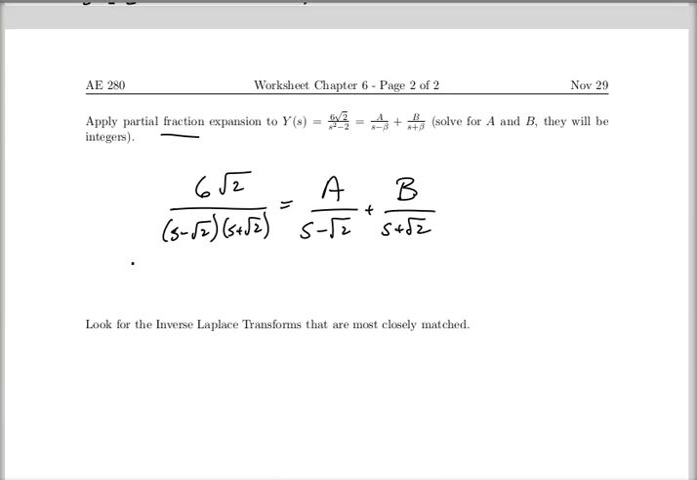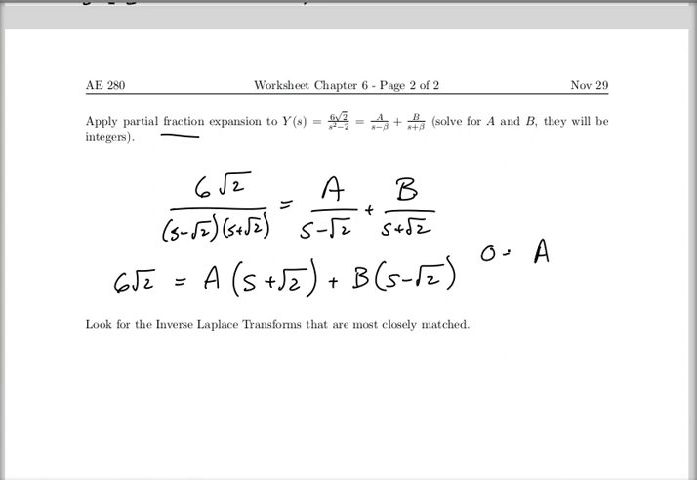Multiply it out. We've got 6 square root of 2 is equal to A times s plus square root of 2 plus B times s minus square root of 2. And we know from this that 0 equals As plus Bs, and 6 square root of 2 equals A square root of 2 minus B square root of 2, and so A and B are 3.